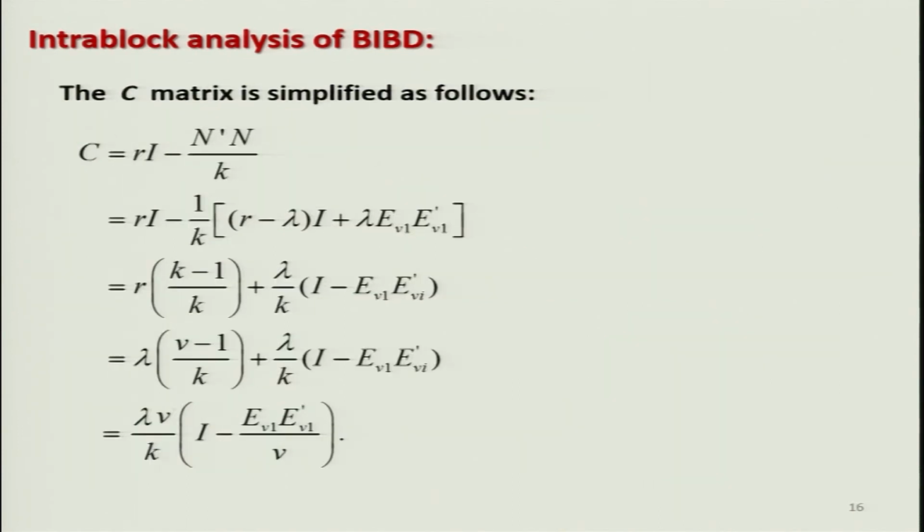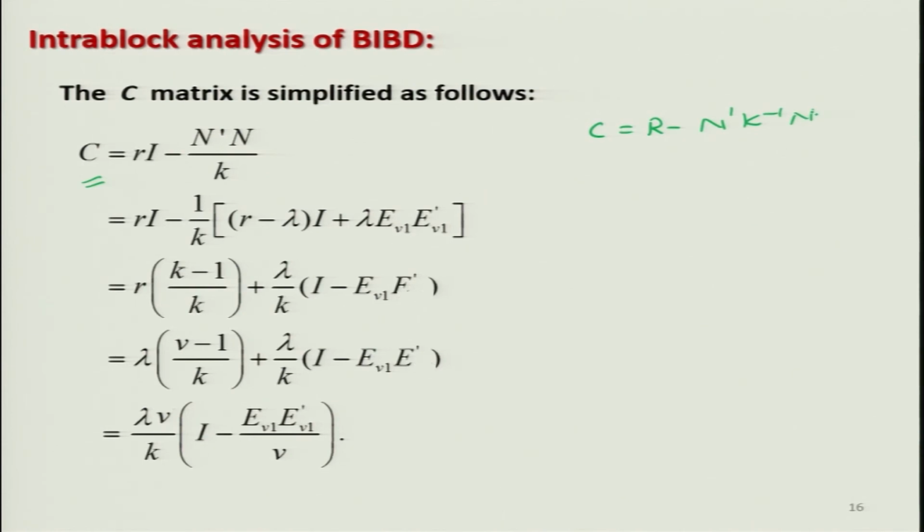So, now we simply try to find out the C matrix also, because ultimately we have to use the generalized inverse of C. So, we are just trying to do our background work, so that we can use these solutions directly in the intra-block analysis of variance. Now, if you try to recall, the matrix C was given by R minus n transpose K inverse n.